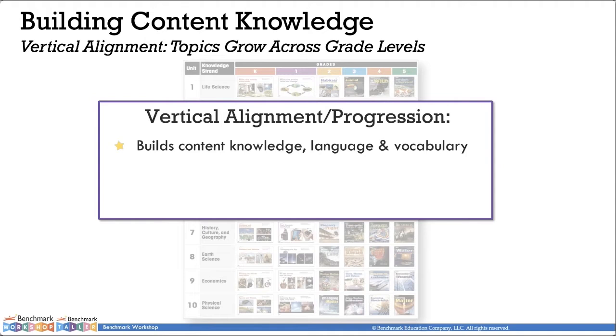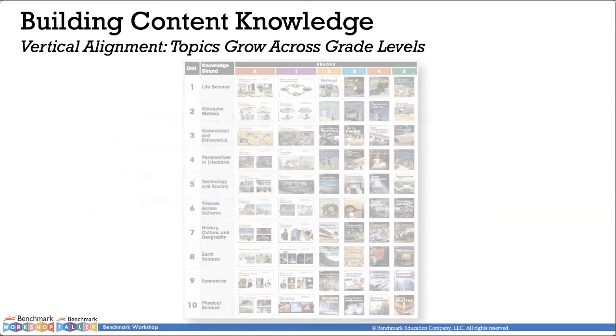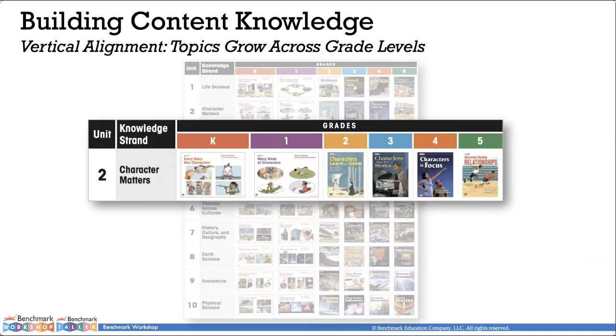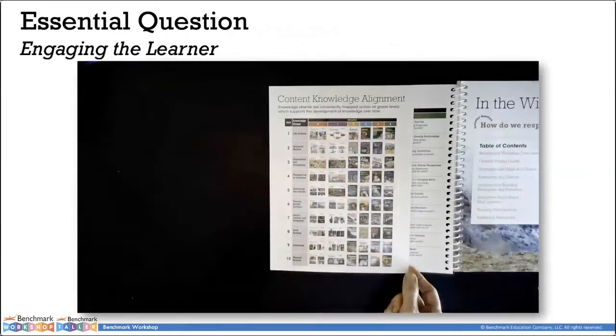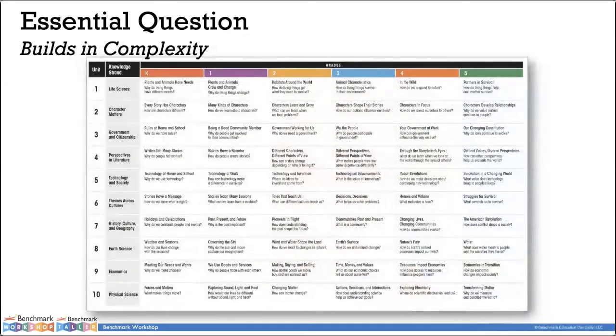Each unit provides a series of texts that focus on the unit topic that builds content knowledge and the language and vocabulary of that content. Access points are created as knowledge is built across the unit with a sequence of texts, which also builds equity and supports comprehension. Knowledge is also built across grade levels as each topic is taught in all grades. For every unit, each grade level has an essential question that grows in complexity across the grades and promotes critical thinking and also grounds the learning.